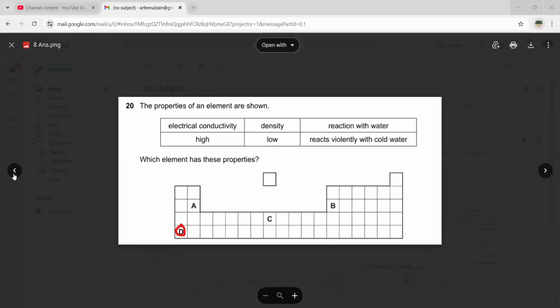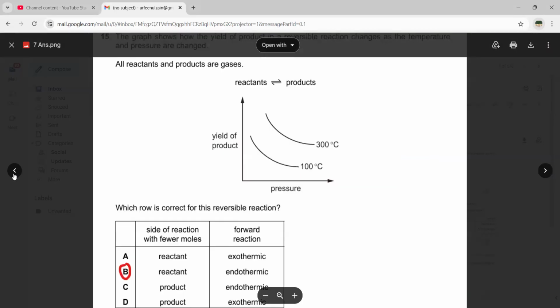Why is it endothermic? Because in the question, you can see when the temperature is high, you have more product. When the temperature is low, you have less product. So for an endothermic reaction, an increase in temperature gives us more product. That's how we identify it.